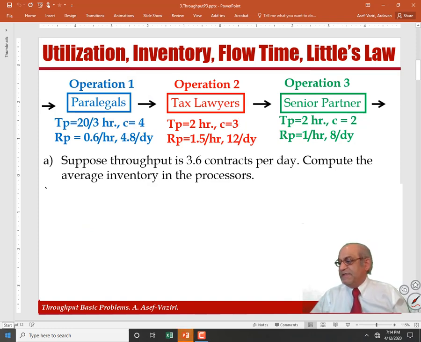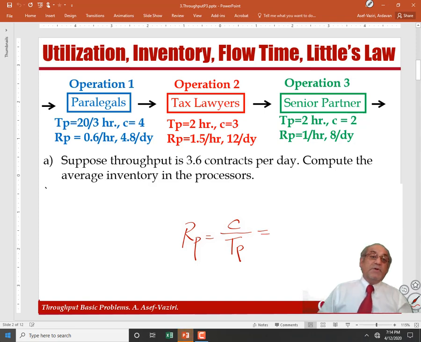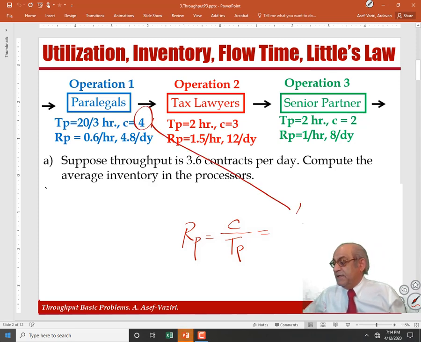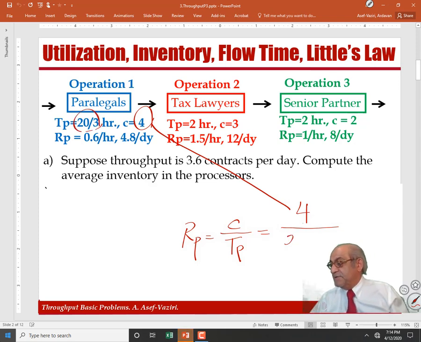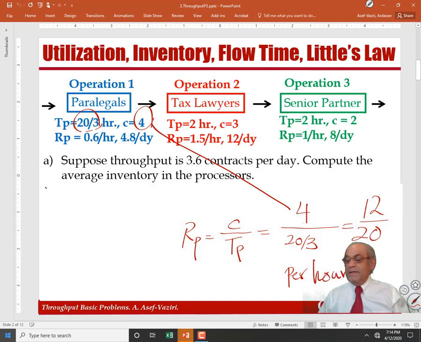From the start, we could have said RP is equal to C divided by TP. C is the number of resource units in that specific resource pool, which, as we see here, is 4, divided by TP. TP is 20 divided by 3. And that is equal to 12 divided by 20 units per hour. That is the capacity of this station. Now you can continue for the next 2 stations exactly in the same procedure.